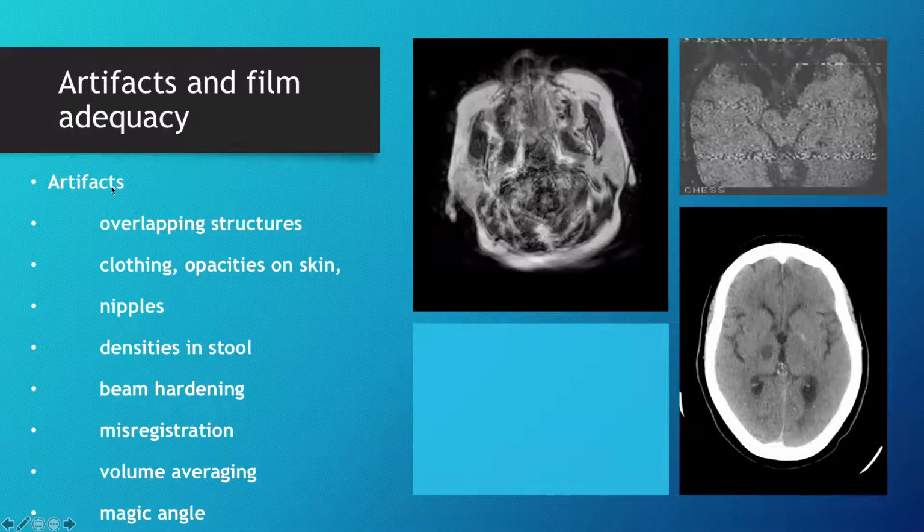So you can get artifacts from overlapping structures, clothes, opacities on the skin, nipples, skin tags, whatnot, densities in the stool, beam hardening, misregistration, and so on. This is axial MR, patient moving all over the place, so there are a lot of motion artifacts. So this is basically useless. This is MR again, and this is what we call a zipper artifact. It's because the Faraday cage has been disrupted. In other words, the radiographer needs to close the door of the scanning area.